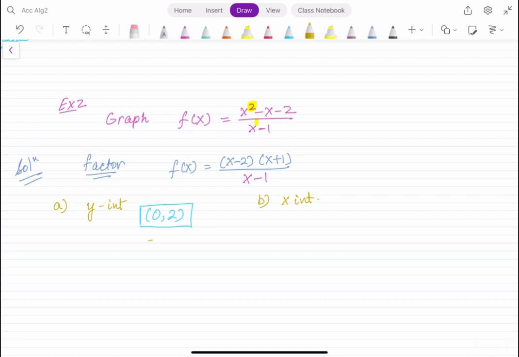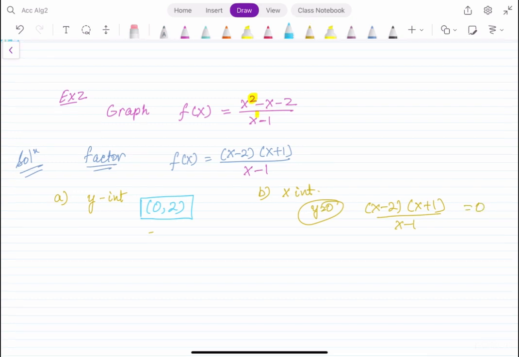The x-intercept, for the x-intercept, we are looking for the factors of the numerator. So what are the factors of the numerator? X minus 2 and x plus 1. So this will give you 2 x-intercepts. Because if you put the entire function equal to 0 and cross multiply, the denominator will just go with 0 and it will become a 0. So we will get 2 intercepts, 2 comma 0 and negative 1 comma 0.